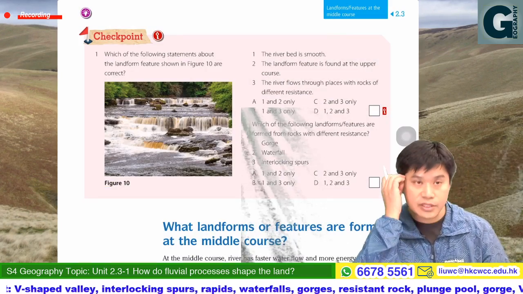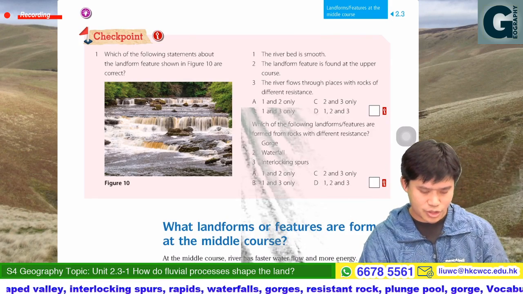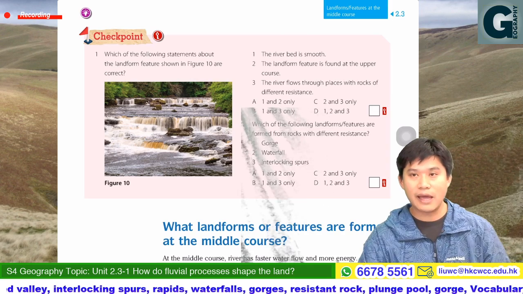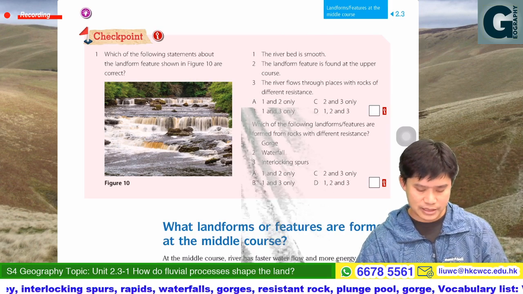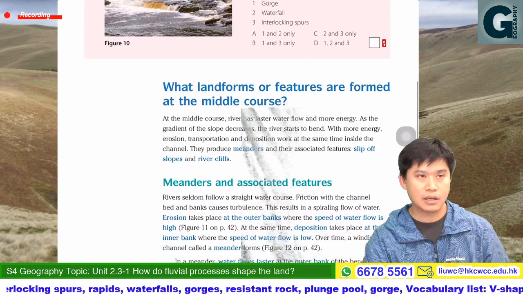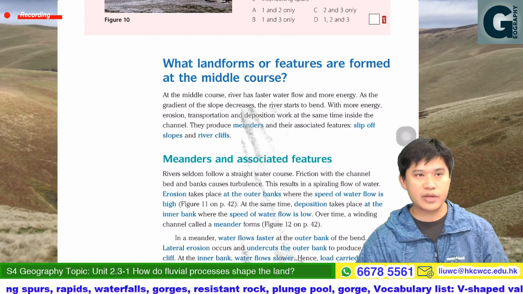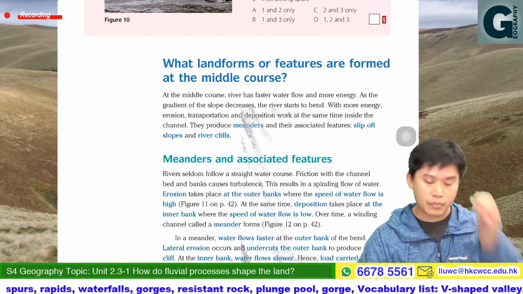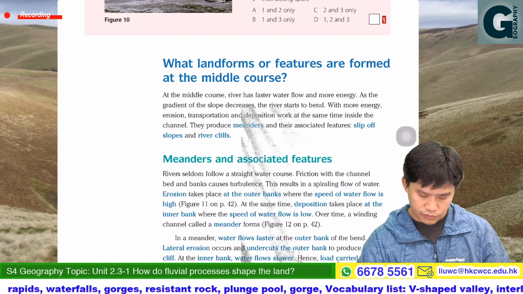After that, please finish these 2 checkpoint exercises. We are going to check the answers later, and then in the next lesson we are going to talk about the landforms or features formed at the middle course. So that's all for today.